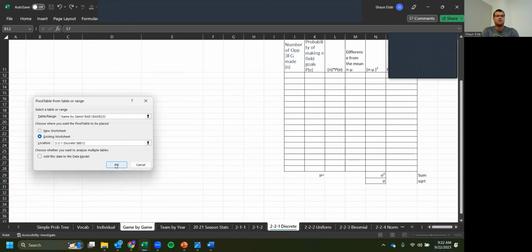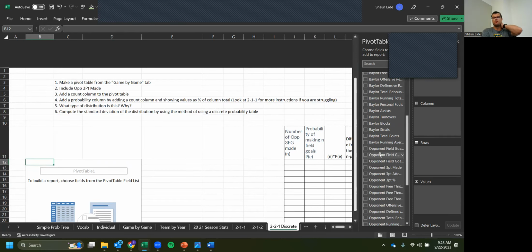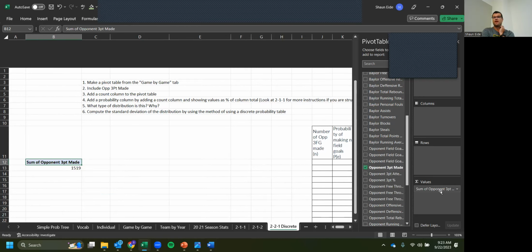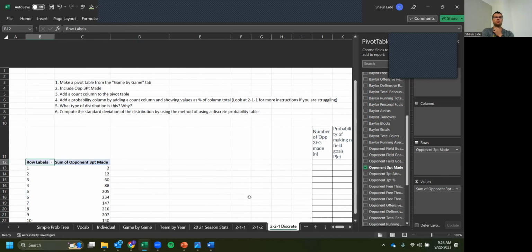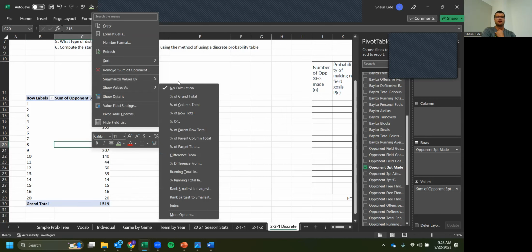So we're going to put it right here. Then it says to include opponent's 3 points made. So we go down to opponent 3-point made on the right-hand side, and we put it into values, and we put it into rows. What we have here is the number of 3-pointers that were made by all of the opponents on the left-hand side. Are these all discrete outcomes? Yes, they are all discrete outcomes. Then we have the sum of the discrete outcomes. Do I want the sum? No, we want count.